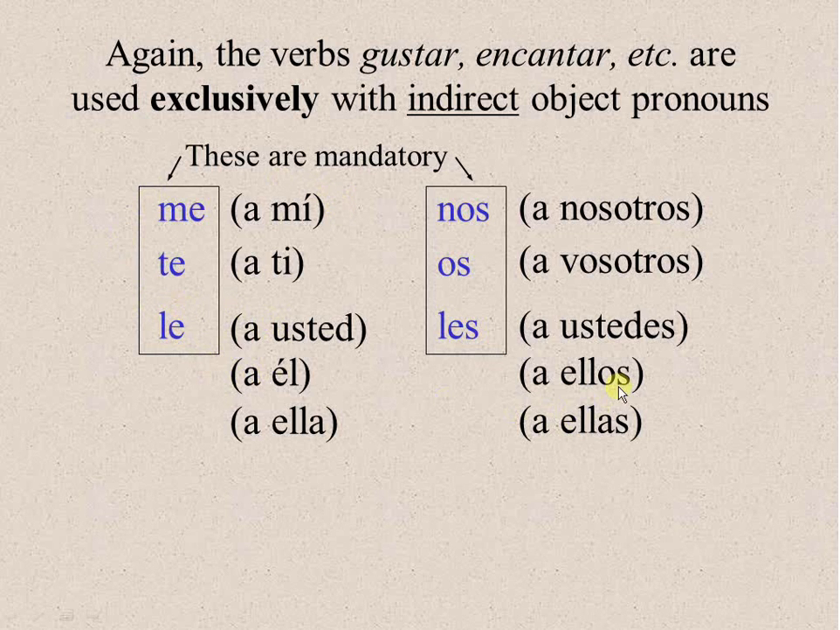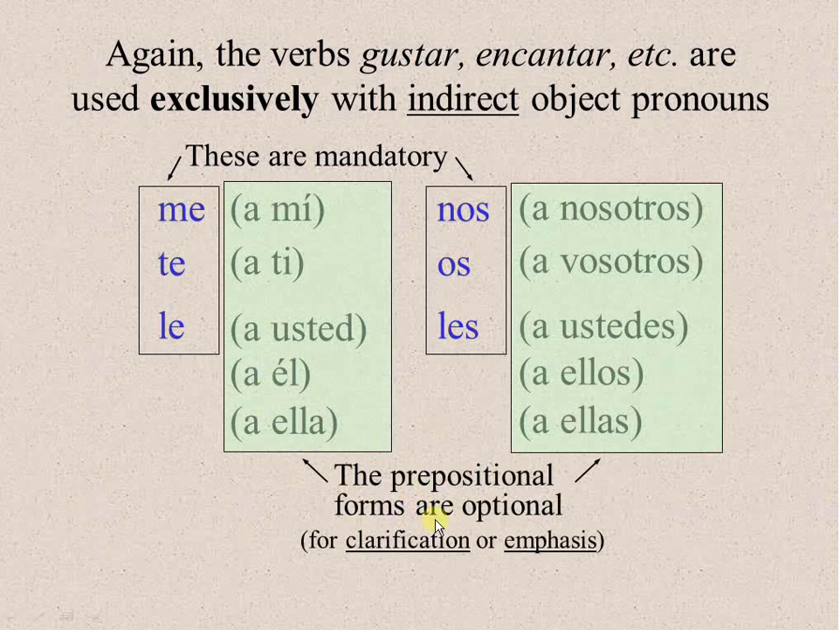Now, with le and les it is very, very handy that we use these pronouns to specify. Because if you say le gusta, you don't know who really likes it. But you can say a usted le gusta, o a él, o a Pablo, o a ella. Don't forget the a. So these prepositional forms are optional. A mí, a ti, a usted, a él, a ella, etc. We are going to use them whenever you want to be more emphatic or when you want to specify who really likes something. But the indirect object pronouns are mandatory.